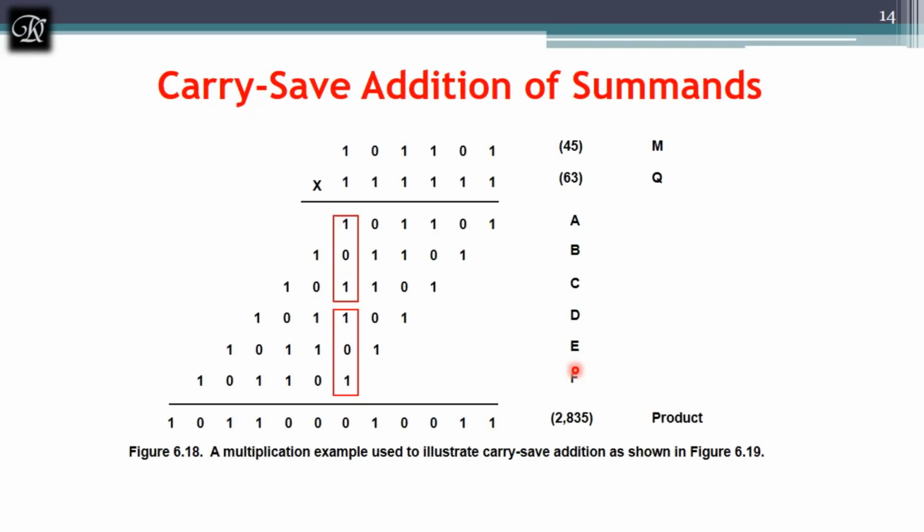Now we will see the example. One example, this is the one standard example. So we are going to multiply 45 with 63 and we will be getting the answer 2835. So how to make use of carry save addition while doing this multiplication. Let's take up the binary version of them.